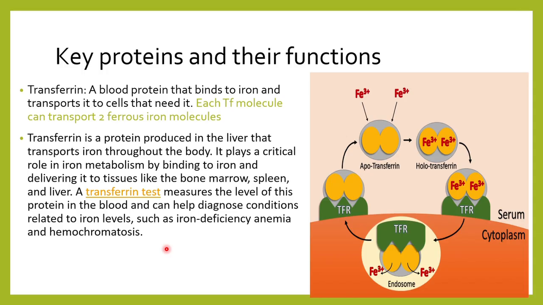So now transferrin, I was telling you about transferrin. So what is transferrin? It is a protein. What it will do, it will bind to your iron molecules. Each transferrin molecule can transport two ferrous iron molecules. Now this transferrin is produced by the liver, and this is the one which transports iron throughout the body.